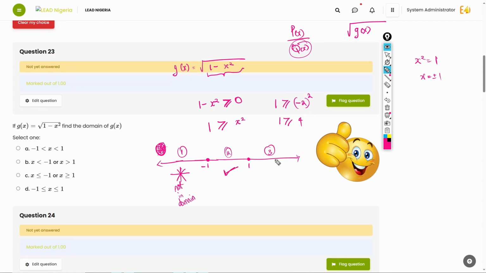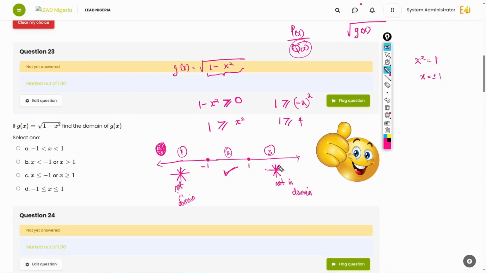For this other part, I could pick what numbers reside in this third region. Maybe 5, all right, 5. So I'm saying 1 must be bigger than or equal to 5 squared. That cannot be true, right? 1 cannot be bigger than 25. So this part also does not work, all right? Not in domain.